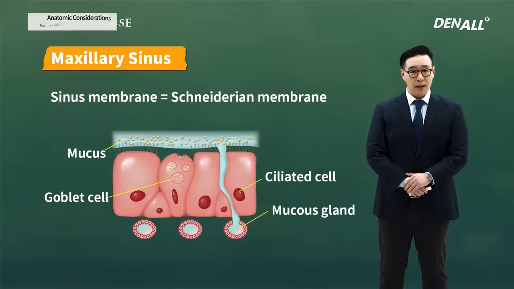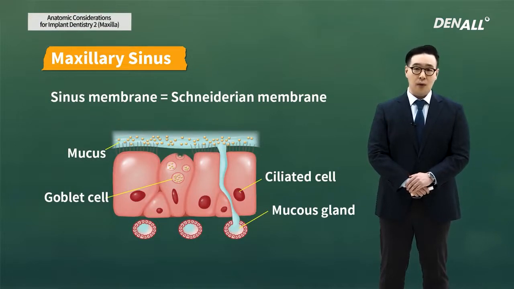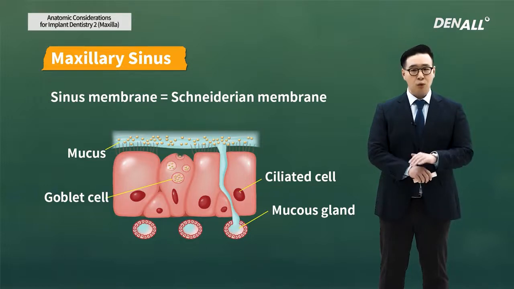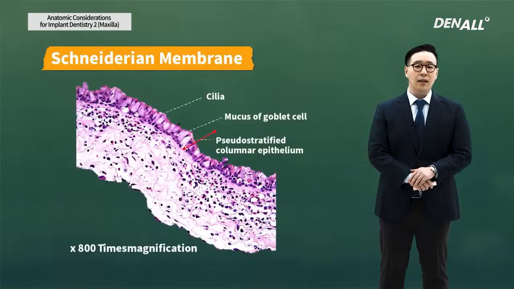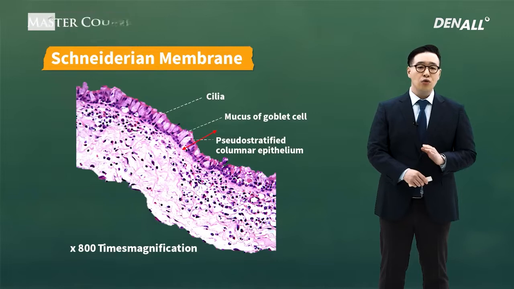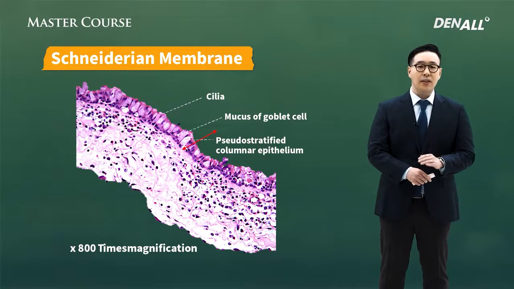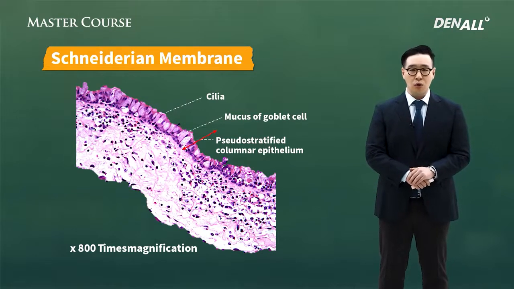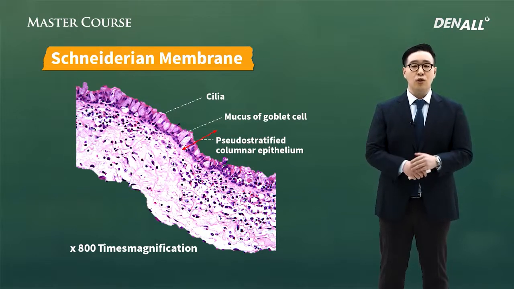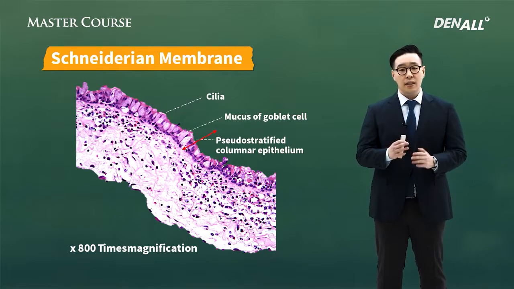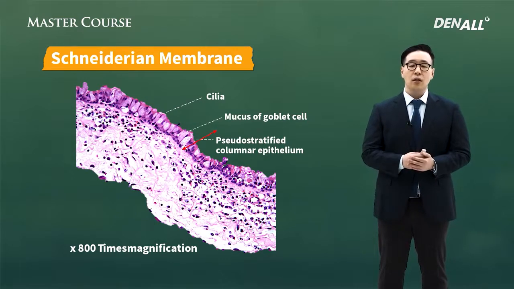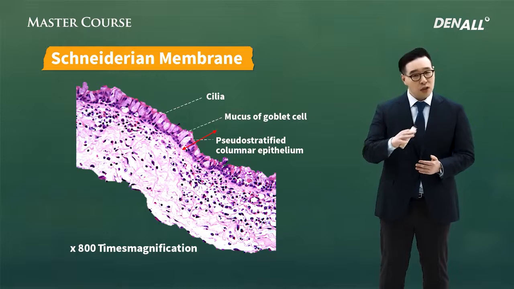And this sinus membrane, which is also called the Schneiderian membrane, has a lot of mucus glands, and it's called pseudostratified columnar epithelium. And from the goblet cells, a layer of mucus is always formed on top, so incoming air becomes moist, and the mucus actually cleans the inside.